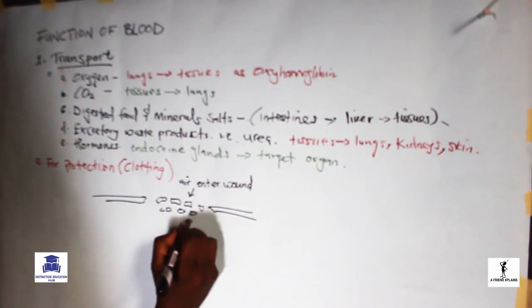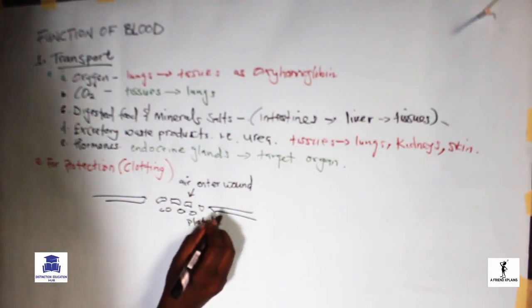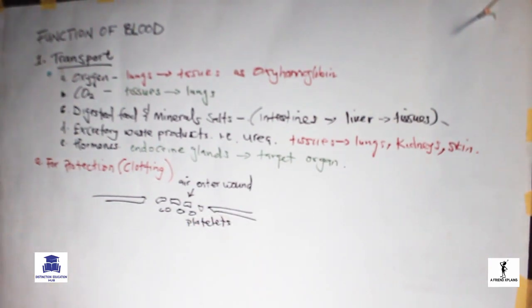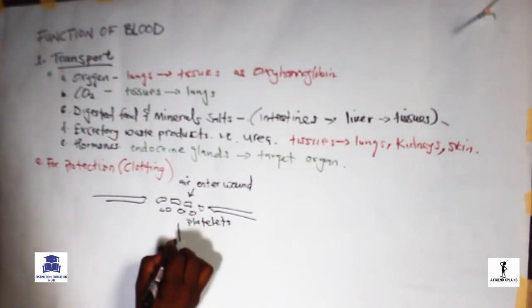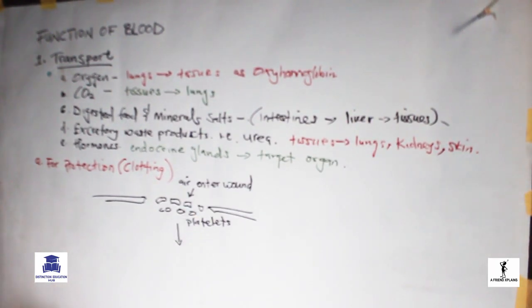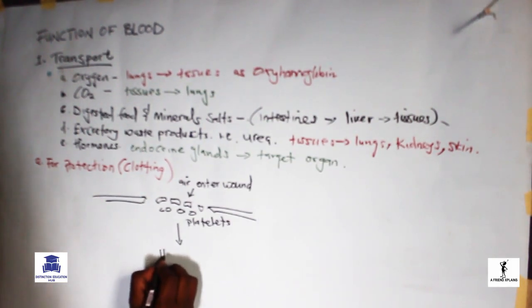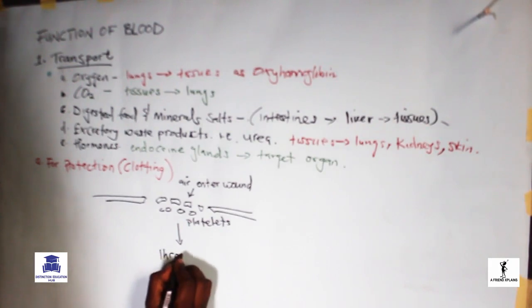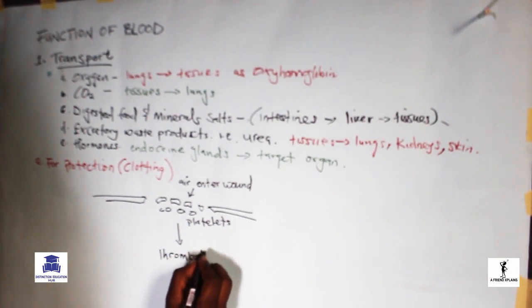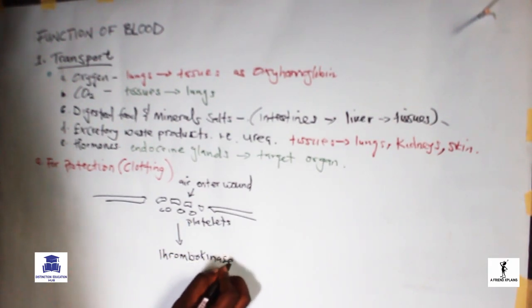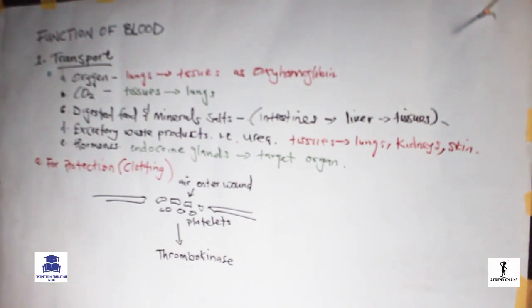These are the platelets. Let me indicate that so that I don't confuse any one of you. So what happens there? There will be an enzyme. Here the enzyme is called thrombokinase. I'll explain this and make you understand it. So we've got the thrombokinase.